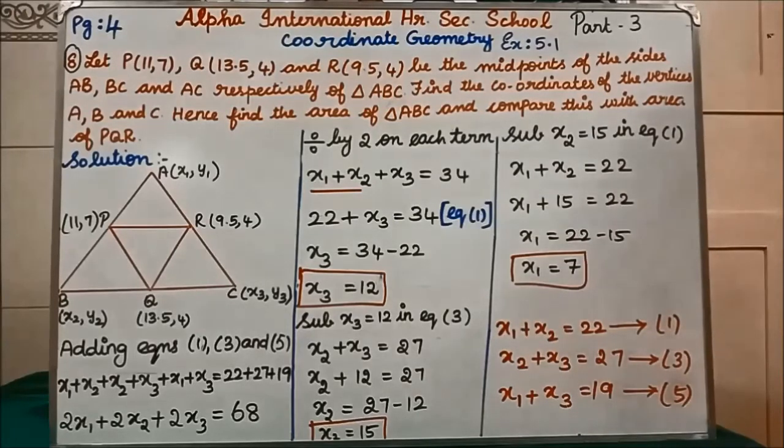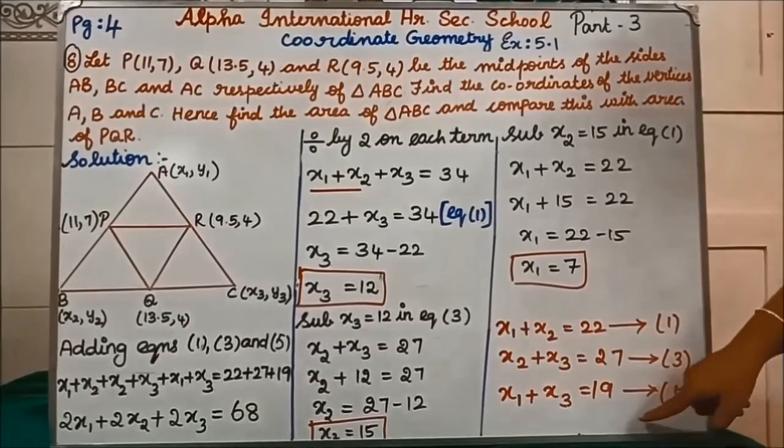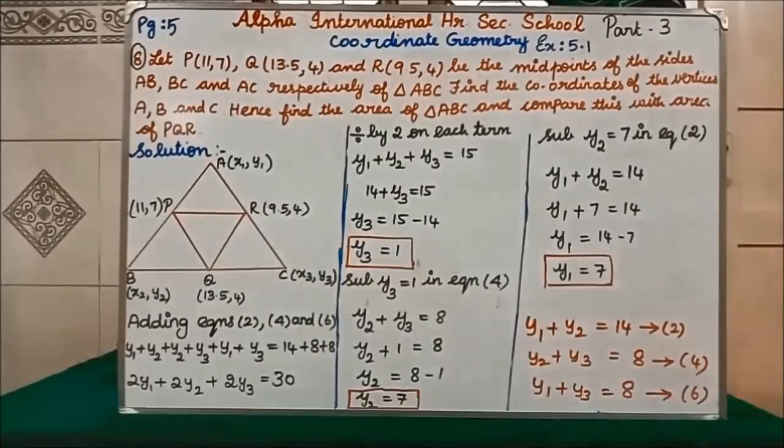Next what we have to get? y1 value, y2 value, y3 value. For that we are going to add, remaining in between, what equations we have left? 2, 4 and 6. Now we are going to add equations 2, 4 and 6 and then we will get the y1 value, y2 value, y3 value. Okay, we will see that now. This is our page number 5. Now we are going to add equation 2, equation 4 and equation 6. See, this is our equation 2, this is our equation 4 and this is our equation 6.